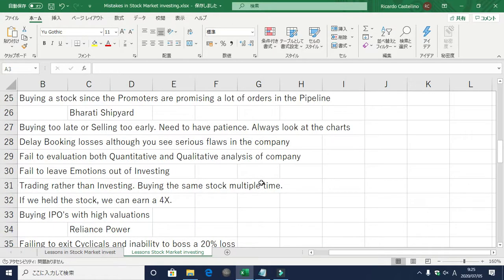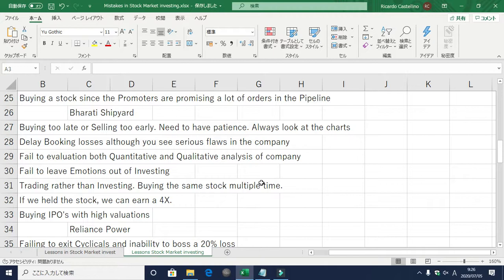Now, this is an interesting point, the next one. Buying a stock since the promoters are promising a lot of orders in the pipeline. This has happened in the past. A company called Bharati Shipyard, promoters started promising a lot of orders. They said they had a lot of orders in the pipeline, and then the stock went up. But actually, they were just pipeline. They were not lying, but they thought they'd bag these orders, but they didn't. So the fundamentals were not very strong. And then what happened? The stock tanked. The price of the stock tanked.